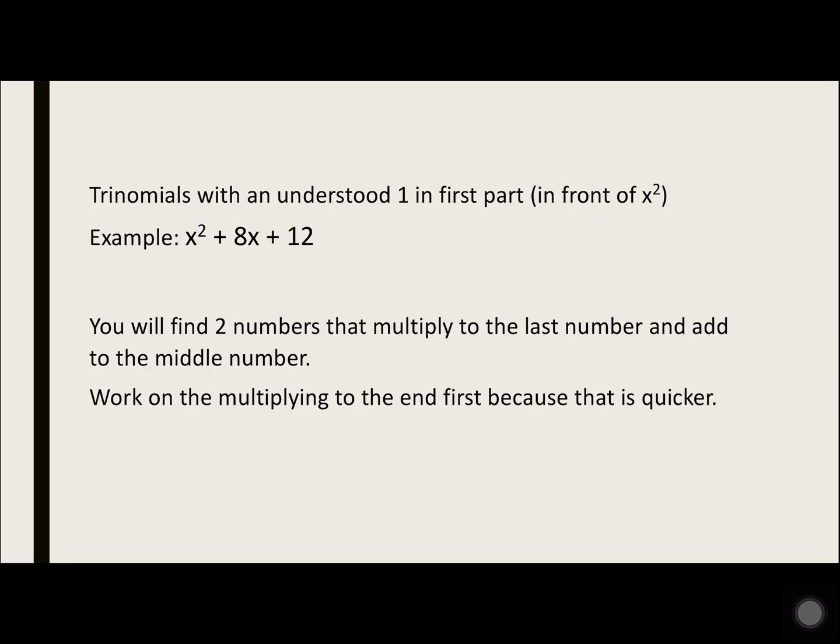Trinomials with an understood 1 in the first part in front of x squared. Example, x squared plus 8x plus 12. You will find two numbers that multiply to the last number and add to the middle number. Work on multiplying to the end first because that is quicker. It's quicker to go through the list of what multiplies to 12. Okay, now note this only works if you have 1x squared.